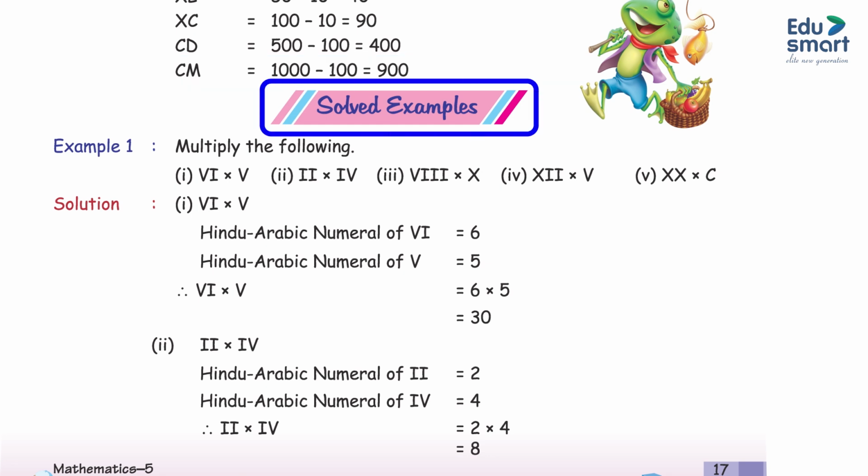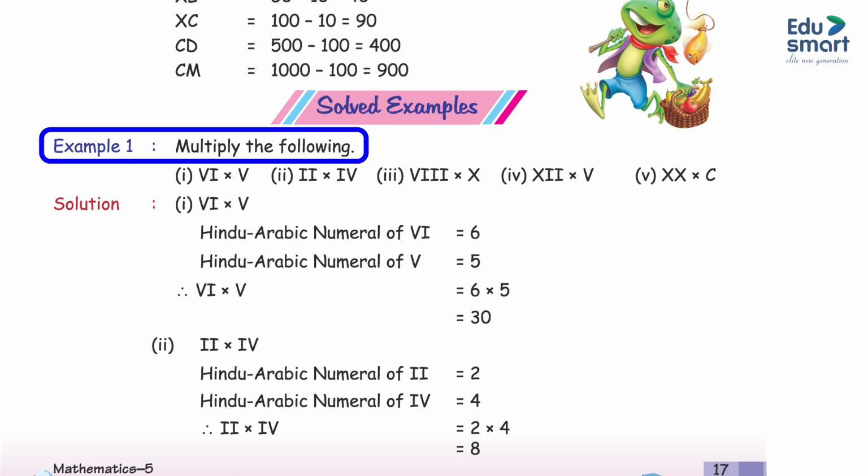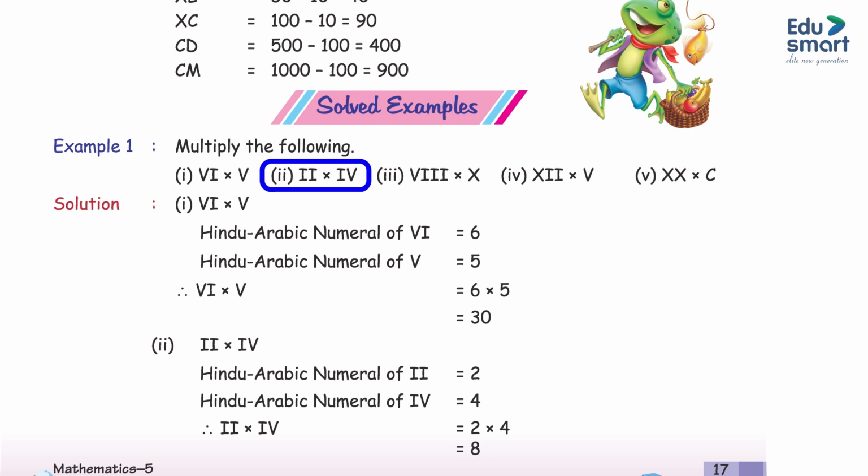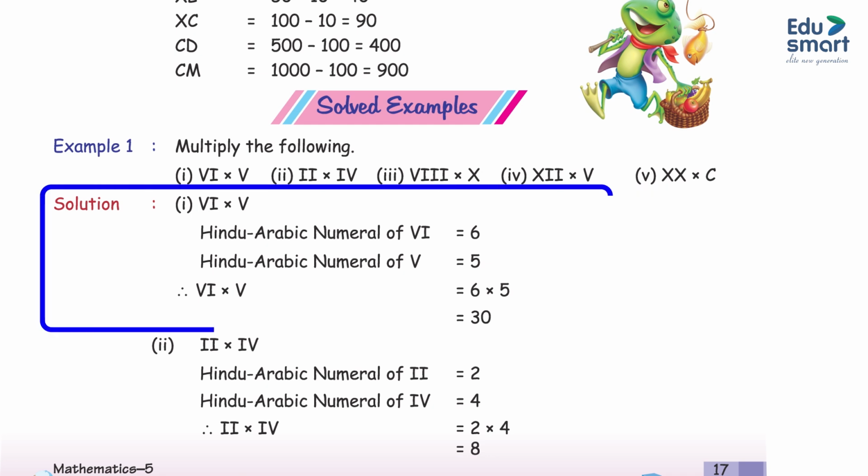Solved examples. Example 1. Multiply the following. 1. VI into V. 2. II into IV. 3. VII into X. 4. XII into V. 5. XX into C. Solution. 1. VI into V. Hindu Arabic numeral of VI is equal to 6. Hindu Arabic numeral of V is equal to 5. So, VI into V is equal to 6 into 5 is equal to 30.